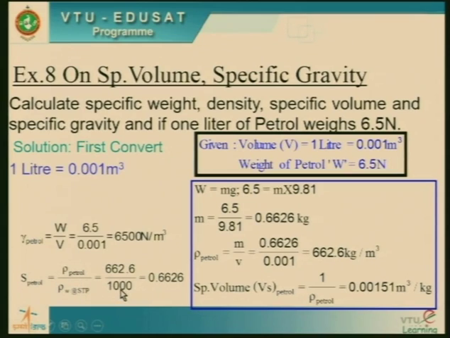So, 1000 I will take here, 662.6 will come from here, and the value is 0.6626, a dimensionless number. And you can see petrol is lighter than water, correct? Petrol is lighter than water. Now, we will go to a different domain.